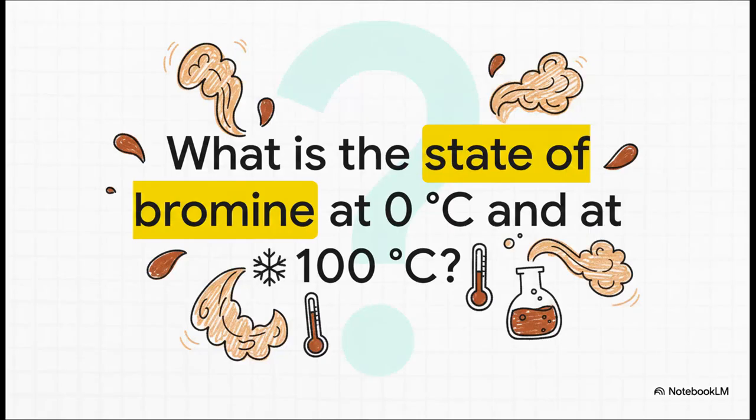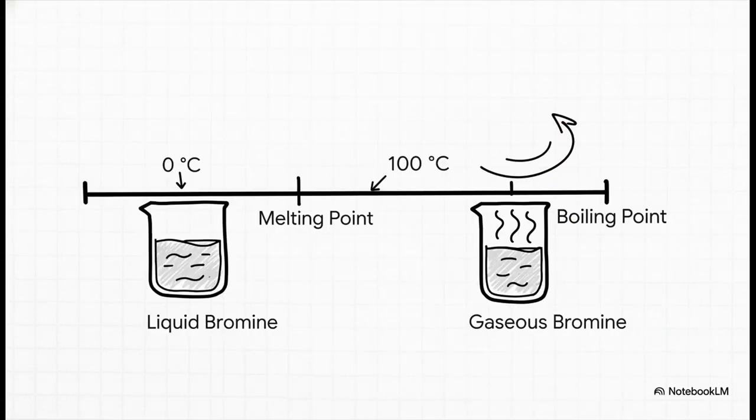The first part, 8.1, is a nice gentle start. Just a 1-mark question asking about the state of bromine at 2 different temperatures. This is really just a test to see if you can read and interpret the data correctly. So how do we figure this out? Well, you just have to compare the temperatures to the data in the table. At 0 degrees C, we're above bromine's melting point of -7, but we're still below its boiling point of 59 degrees. So what does that make it? A liquid. Then, at 100 degrees C, it's way above its boiling point, so it's definitely turned into a gas. Boom, 1 mark in the bag.